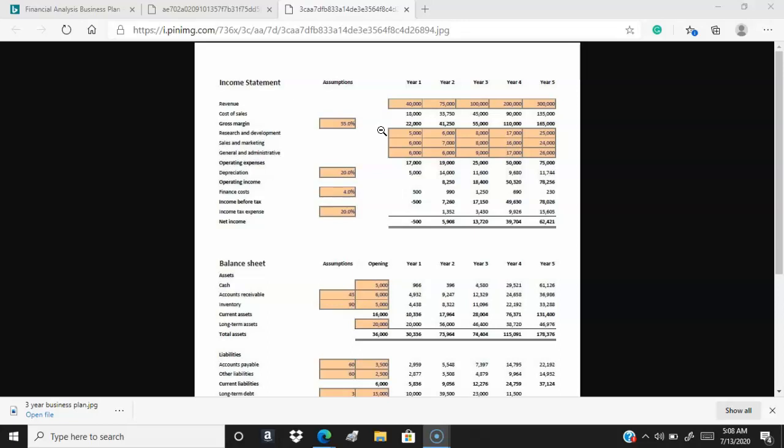Finance costs, that's self-explanatory again. And then income before taxes. So your main thing is your revenue here, your cost, and then your research and development with that much. And for taxing purposes, the first 3 out of 5 years you can report a loss.